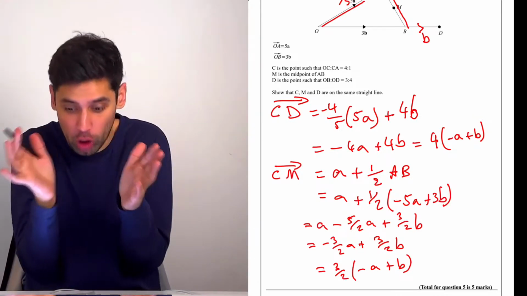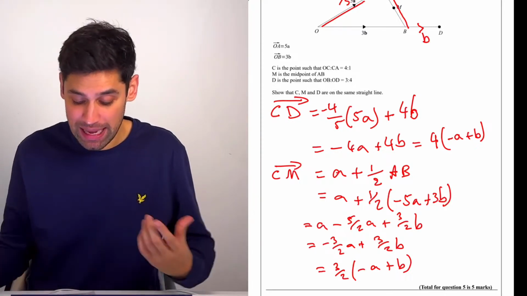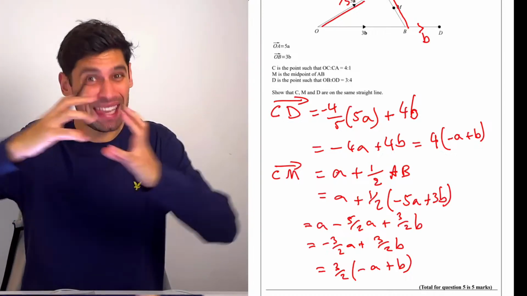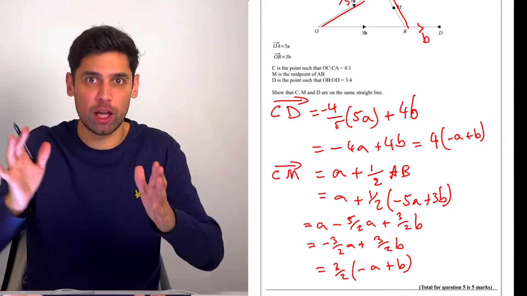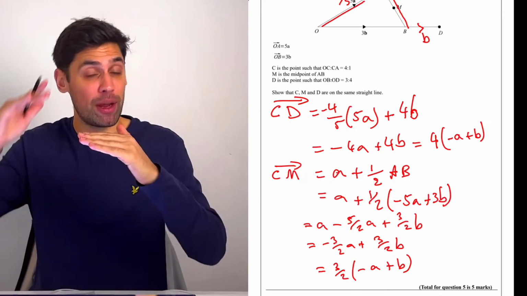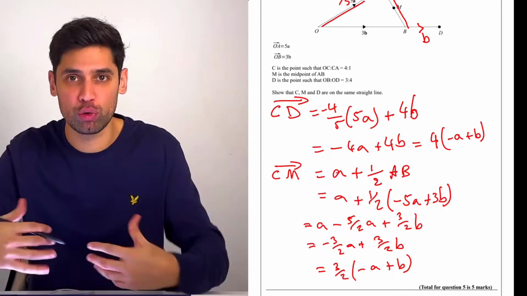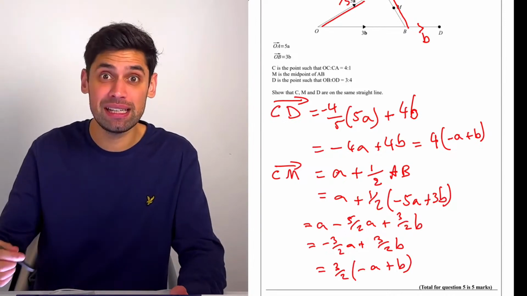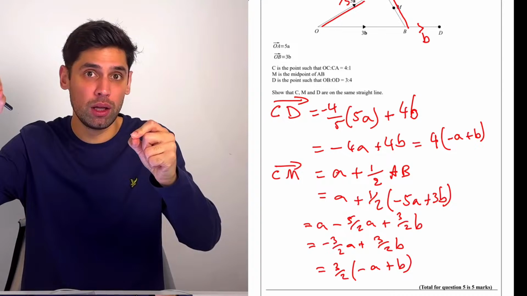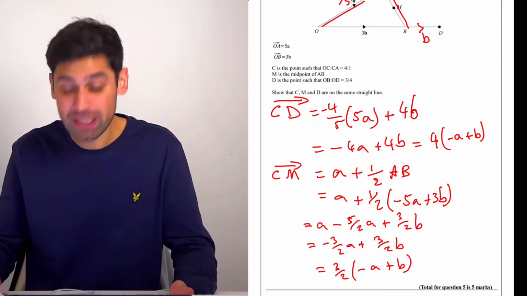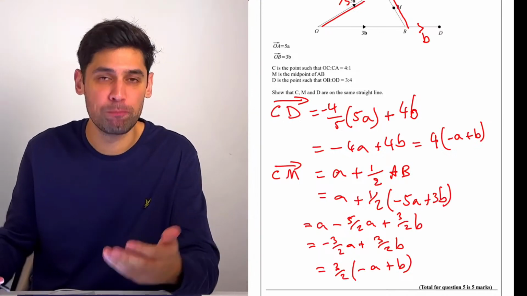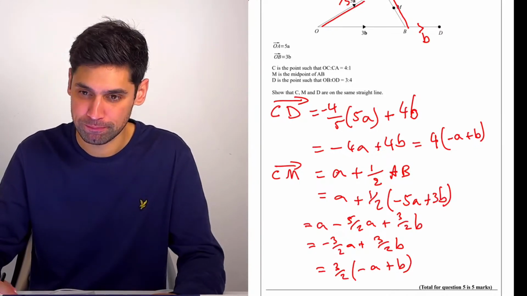CD is 4 lots of minus A plus B, and CM is 3 over 2 lots of minus A plus B. So they're different sizes, they're different lengths, but the vector direction they're going in is the same. So we've proven that they're parallel. Now, how do we prove they're a straight line? By showing that they go through the same point. And the fact that CD is literally C to D and CM is C to M, they're both going through point C. So because these vectors are multiples of each other and both going through the same point, point C, that is proof they're the same straight line.